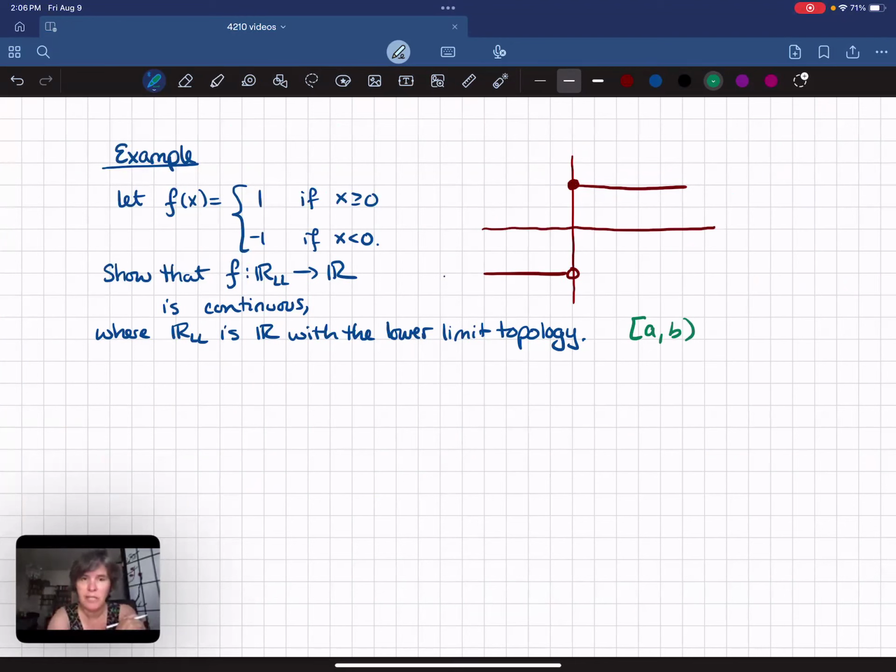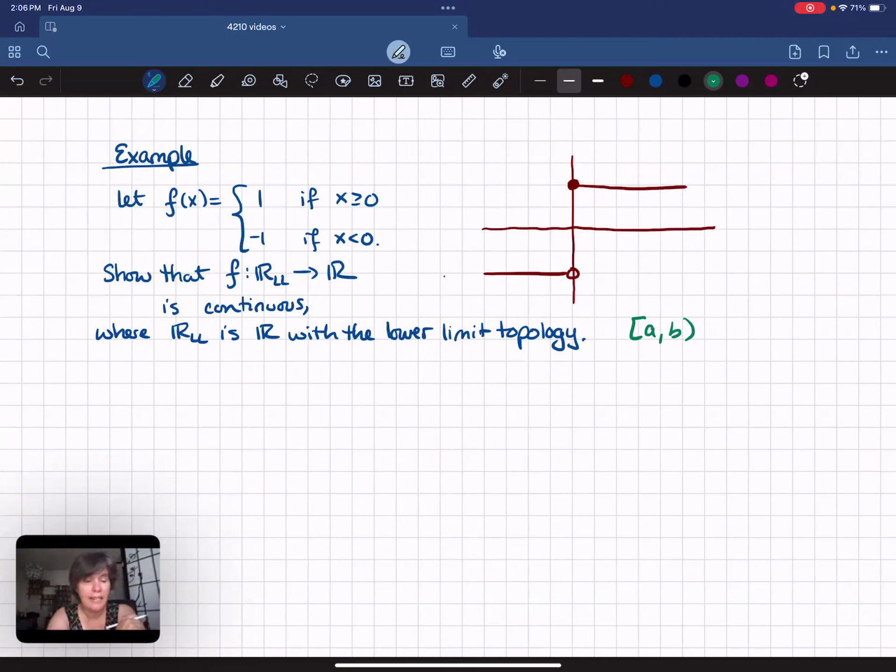So those are the basic open sets. Okay, so the domain has the lower limit topology. The codomain still just has the standard topology. And I claim that this function is continuous in this case. So let's think about why.